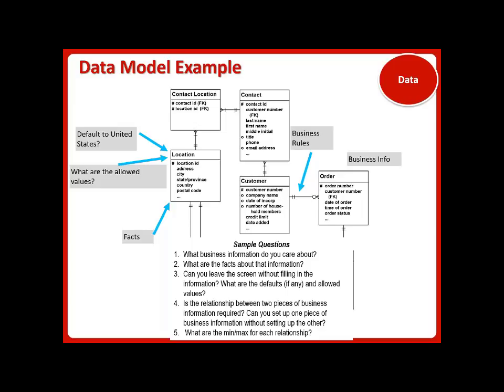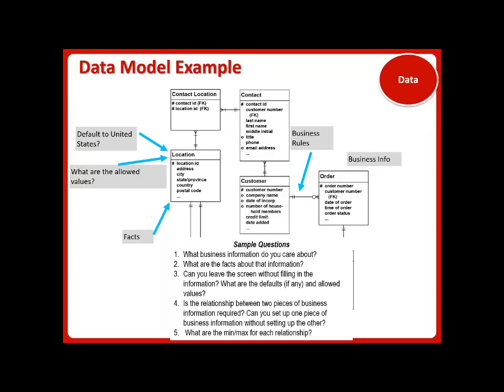Then the cardinality. And I like to phrase it with minimums and maximums. Okay, for each customer, what is the minimum number of orders that they can place, including 0? What is the maximum number of orders? For each order, what are the minimum and maximum number of customers?